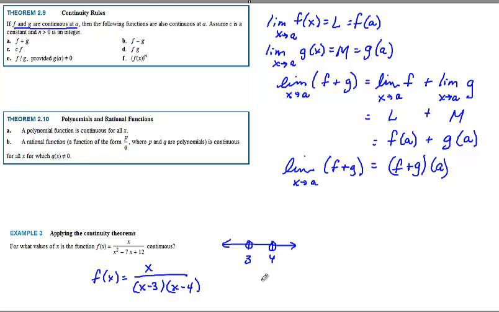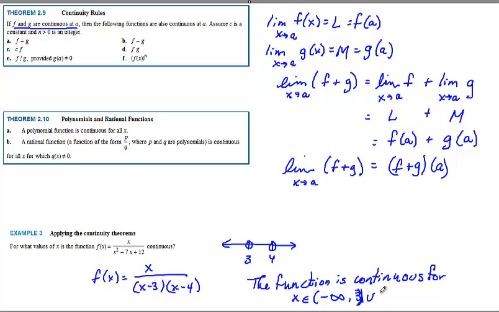That means the function is continuous for any x in this interval from negative infinity all the way up to 3, not including 3. It's a round bracket for that. Union with from 3 all the way up to 4 exclusively, not including those endpoints, union from 4 to infinity.